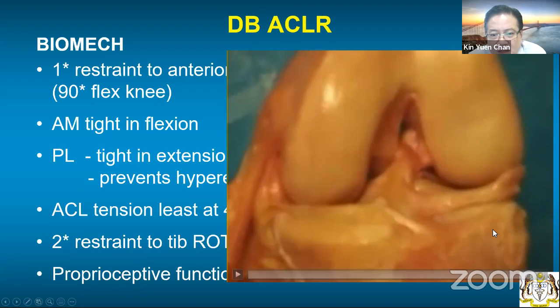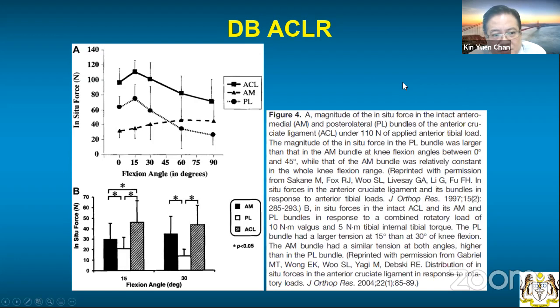Some basic biomechanical studies have shown that the forces in the anteromedial bundle itself do not change a lot. It's reasonably constant throughout the range of motion. The PL, however, changes quite a bit. The tension in the force is particularly high in extension, but as you flex, it actually drops down. If you look at this flexion range as well, you can see that at 15 and 30 degrees, the forces in the AM bundle are pretty much constant. It doesn't change very much.